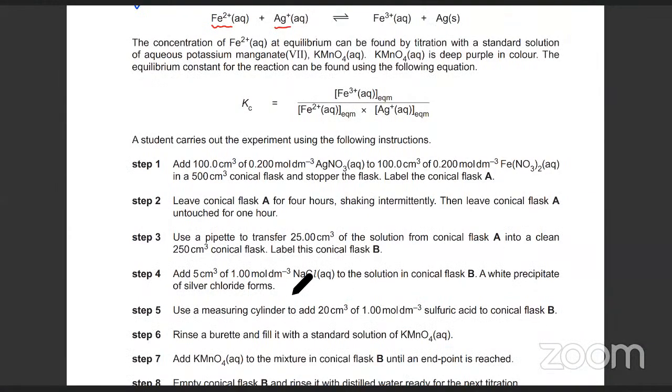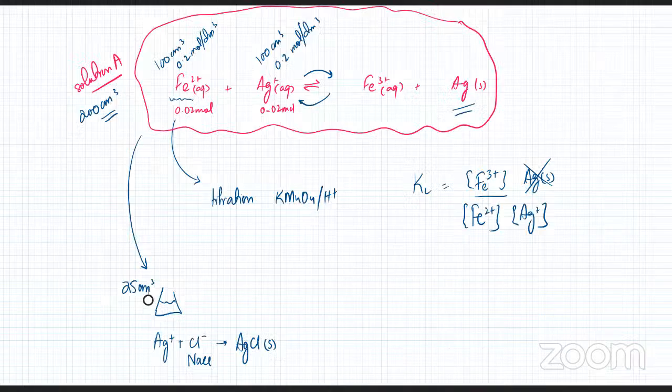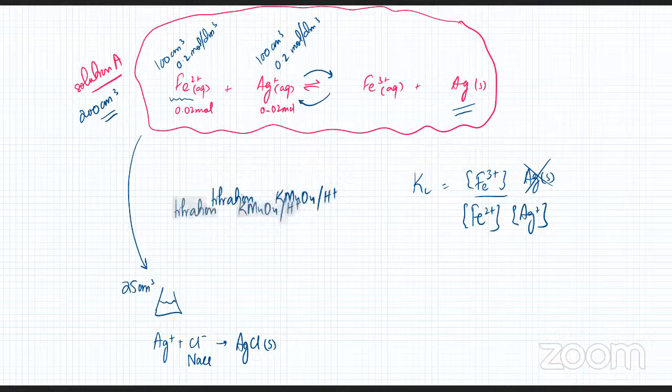So the silver ions are removed. And using a measuring cylinder, he adds a bit of sulfuric acid to it, and he rinses the burette and fills it with KMnO4. Now he's doing the titration. So now he's basically adding KMnO4 from the top.